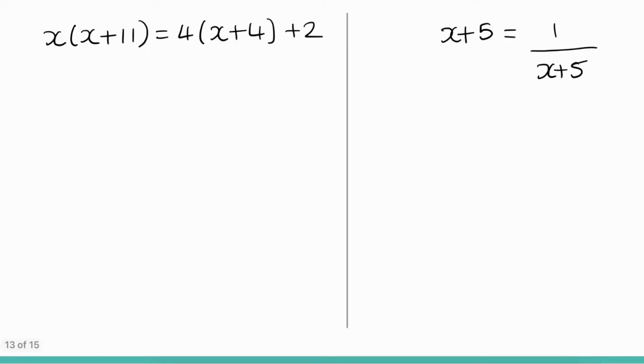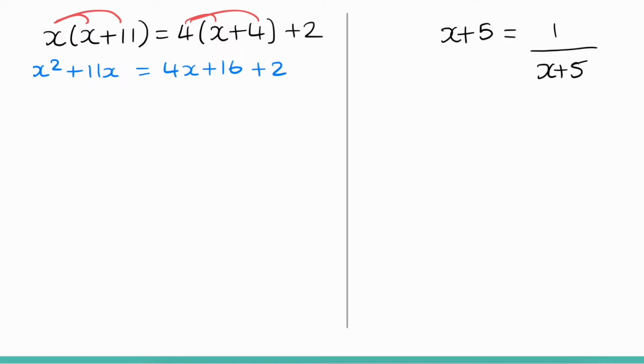Looking at these two, again, slightly harder again. So again, we need to multiply out the brackets first. So this is going to give me my x squared plus 11x. Then I've got from the other bracket 4x plus 16. So 4x plus 16 on the other side, and then I'm adding on the 2.